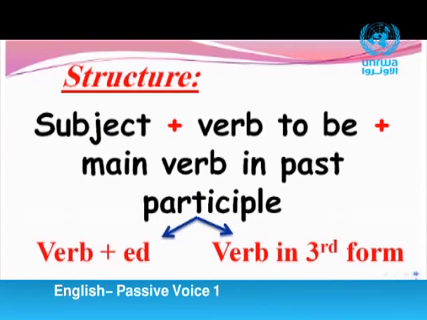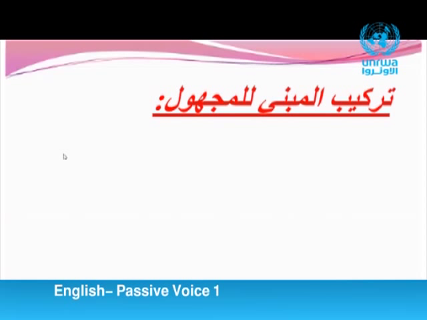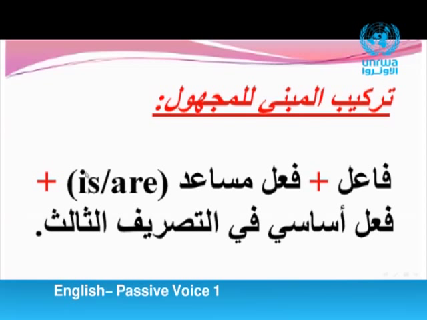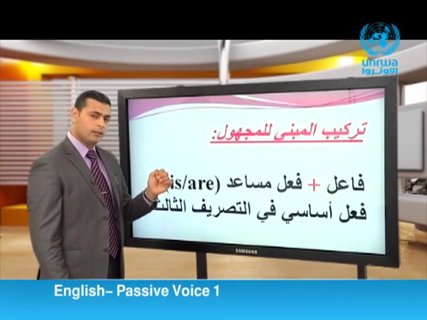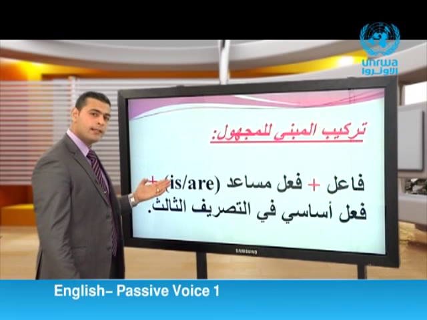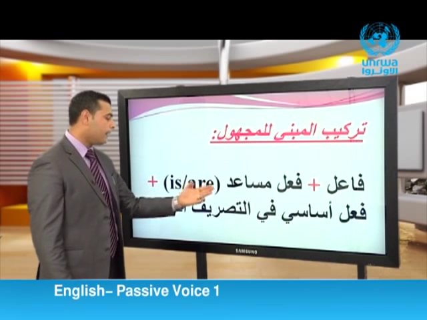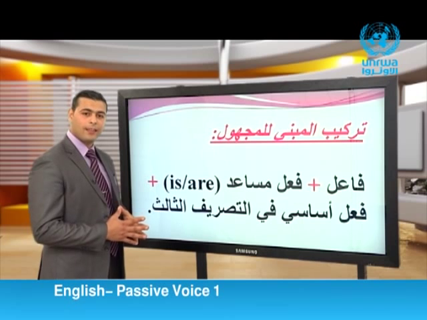Now let's look again at the structure of the passive voice. Look here. The passive voice consists of a subject plus the helping verb to be, is or are, plus a main verb in the past participle. Again, subject plus helping verb is or are plus main verb in the past participle.